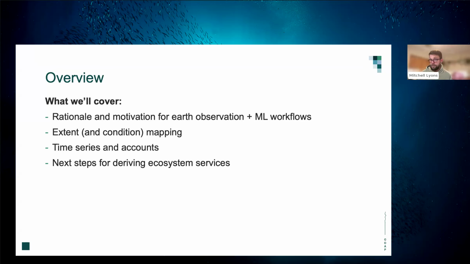And then we'll go through some examples of extent and a bit of condition mapping, how this ties into time series monitoring, and how this is a precursor for the next steps of going into ecosystem services. We're not going to talk a lot today about actually constructing accounts from the seagrass mapping or constructing the ecosystem services estimates. This is really about the options and methods we are going to potentially want to use for characterizing seagrass in the first place.